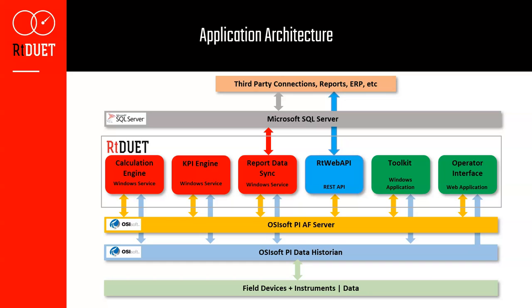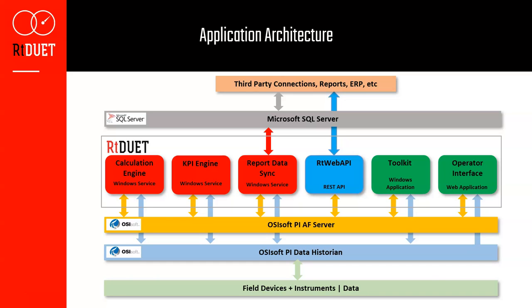Actually, the backend for RtDUET is OSIsoft AF. We have 6 components that get installed with RtDUET. The red ones are Windows services and run in the background. The light blue one is the web API used for third-party integration. And the 2 green ones are applications that would be used by an operator or user.